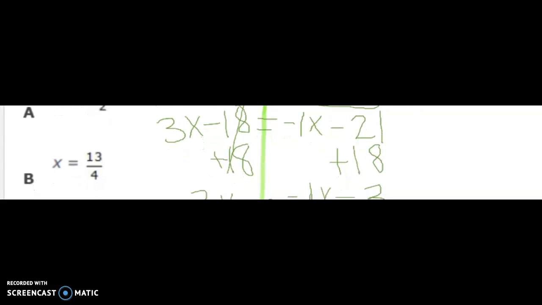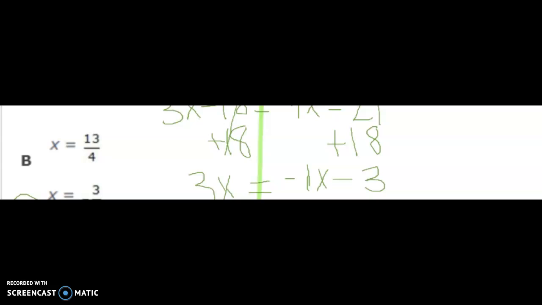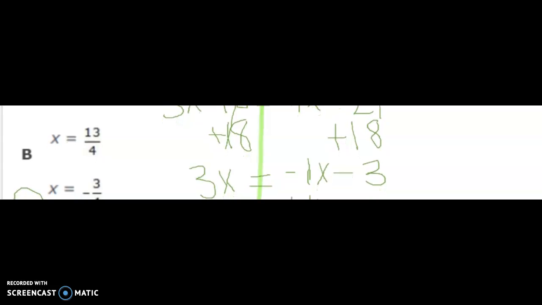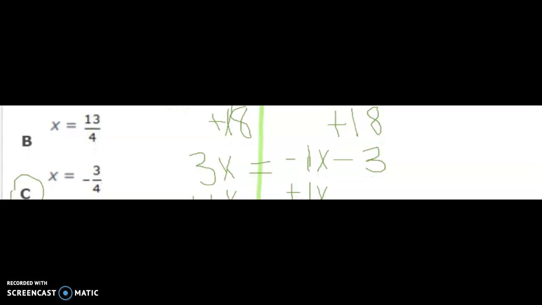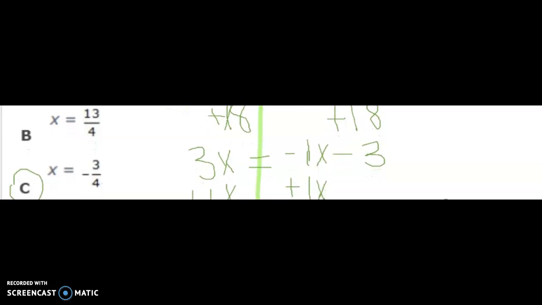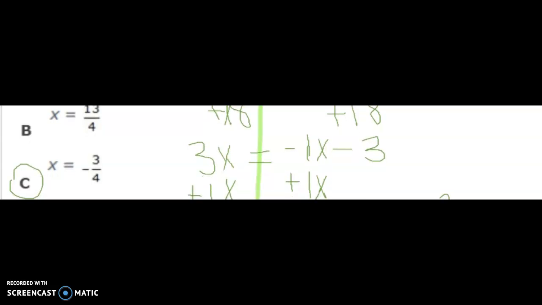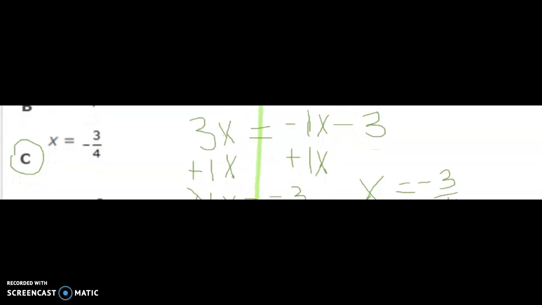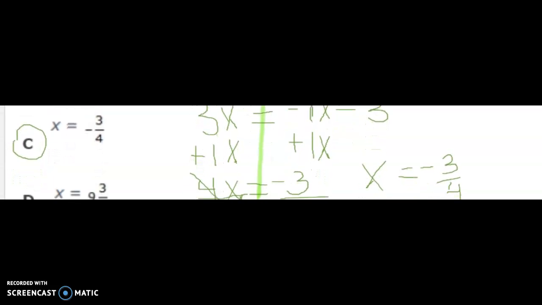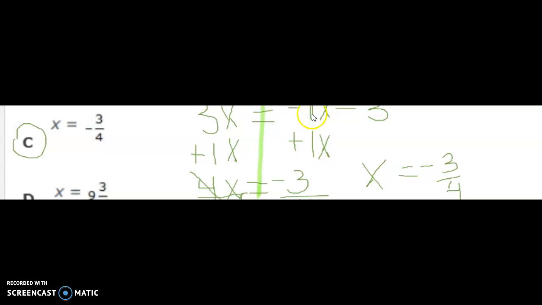So on the left-hand side, they simplify to be 0, and I'm left with 3x. I brought down my negative 1x. Negative 21 plus 18 is a negative 3. From there, I went ahead and I moved that negative 1x to the left. Before I did that, I have to change it to plus 1x on both sides. So then my left side became 4x equals negative 3 because these right here canceled out. Negative 1x plus 1x was 0.